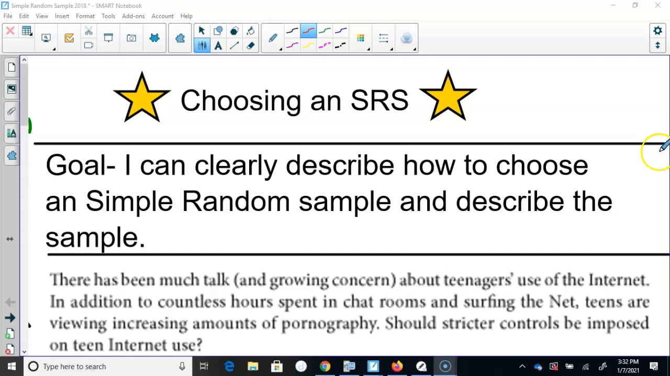All right, hi statistics students. We are going to do two videos today. One is over choosing an SRS and the other is over choosing a stratified random sample.